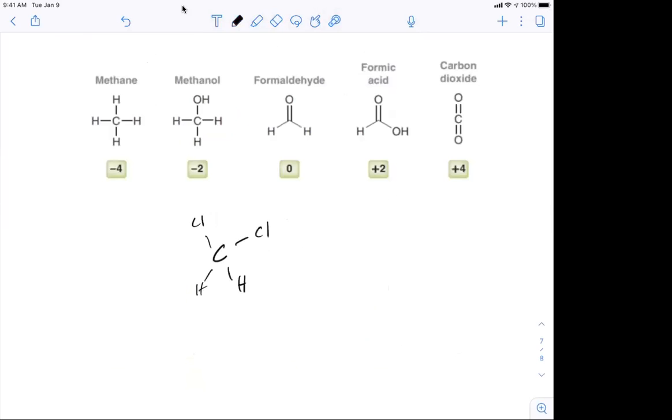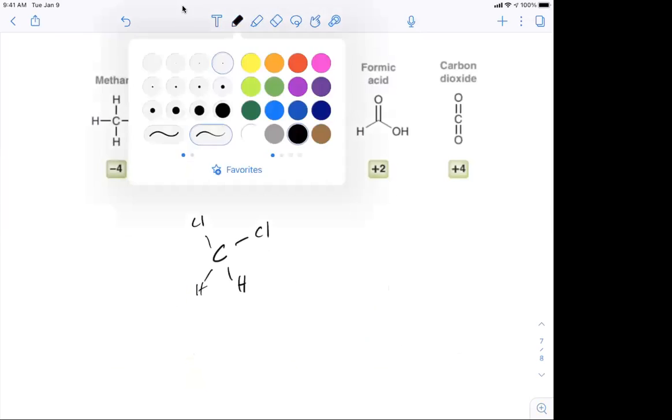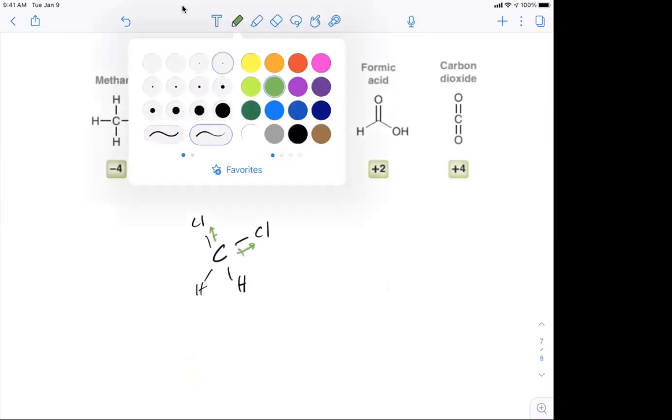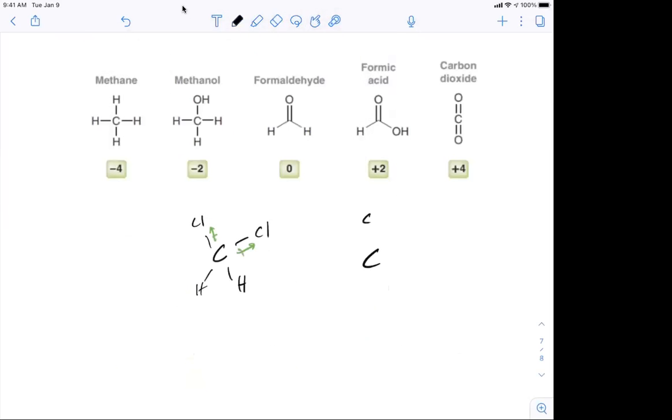What would be the carbon oxidation state here? Well, we know that the chlorine is more electronegative, right? So if we draw it out in that kind of form, the chlorine is going to get the electrons here and be negative. So that's going to have to be positive. The chlorine here is going to get the electrons, so that's going to be positive.